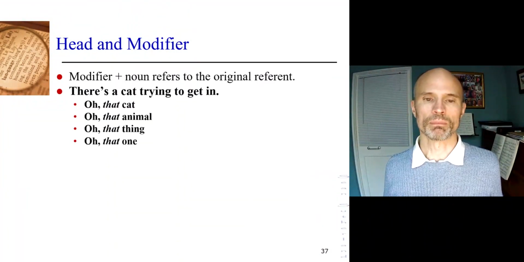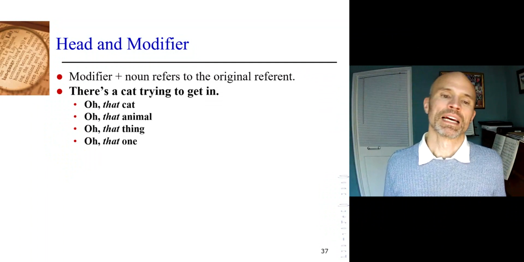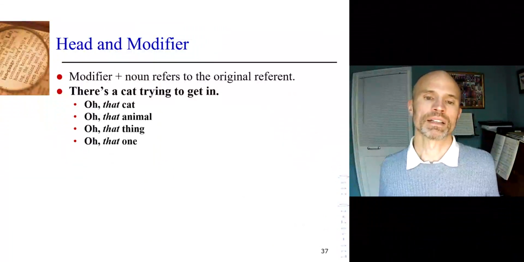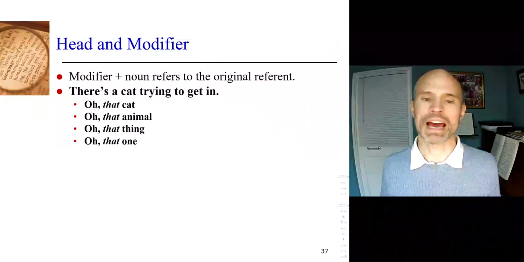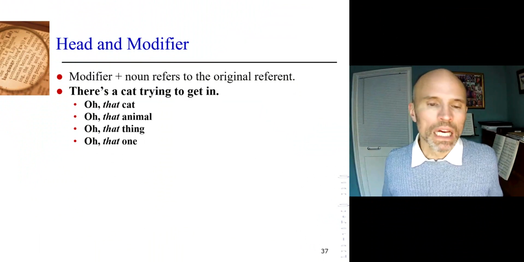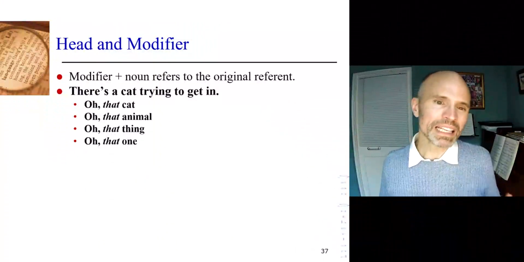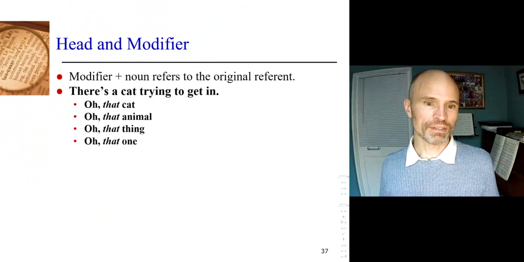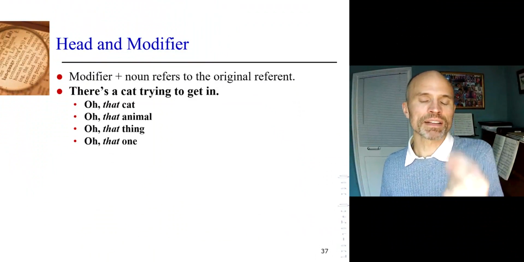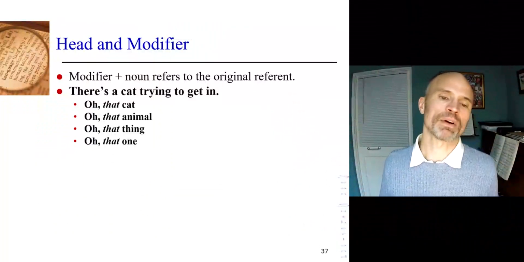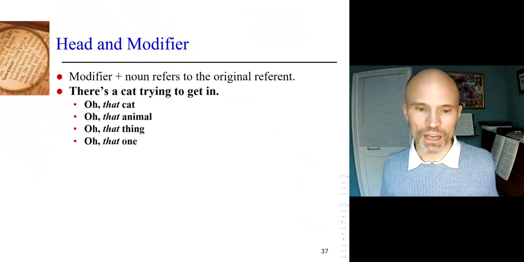All that's meant here is there's a cat trying to get in. Oh, that cat. Oh, that animal. Oh, that thing. Oh, that one. You can see here that really the important part of this is the word that. It's the one that does the pointing. It doesn't matter if you say, oh, that creature, oh, that thing.